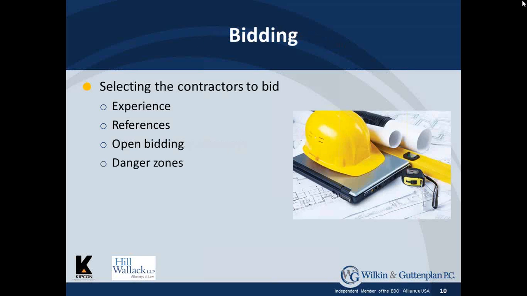Next step is bidding. How do you select which contractors to bid the job? Clearly, it should be based on experience and references, and that's the way it's generally done. But in some cases, we're asked to go out for open bidding. One example of that might be the Dodge reports, where you can actually list a project that's out for bid in a public forum, and contractors, even if you don't know them, can then bid on the project.